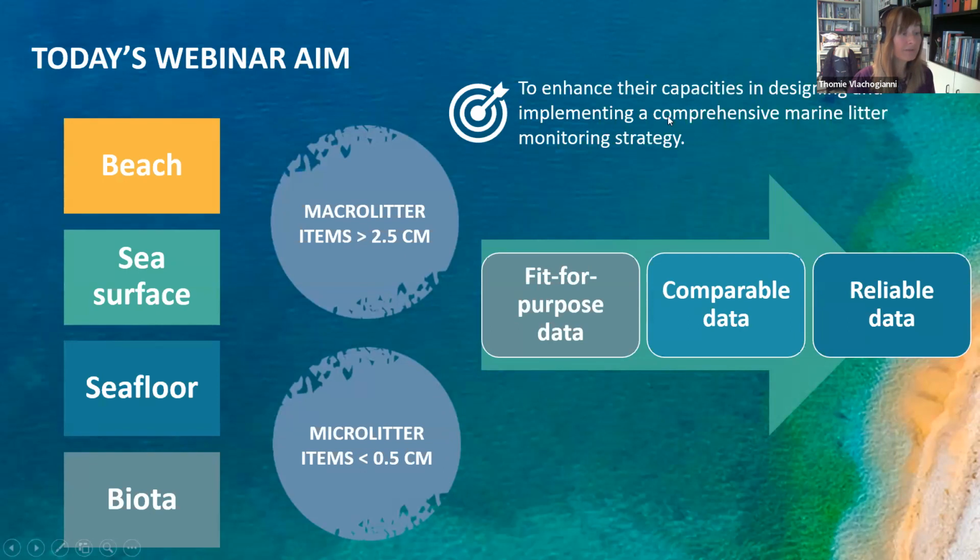Therefore, the different topics that we will be touching upon are related to macrolitter and microlitter monitoring. Macrolitter are items larger than 2.5 centimeters, and microlitter are items smaller than 0.5 centimeters. Together we are going to go through the different methodological approaches to survey marine litter on beaches, on the sea surface, on the seafloor, and in biota, with the ultimate objective, through these monitoring approaches, to generate fit-for-purpose data, data that are comparable, and data that are reliable.